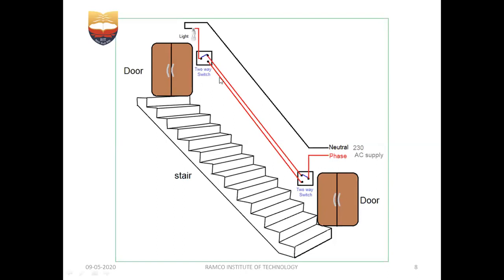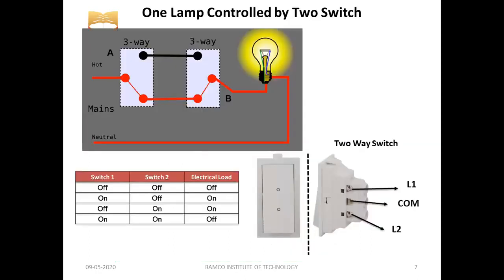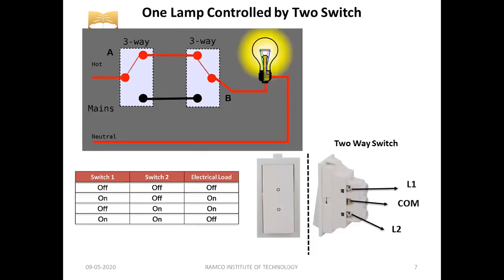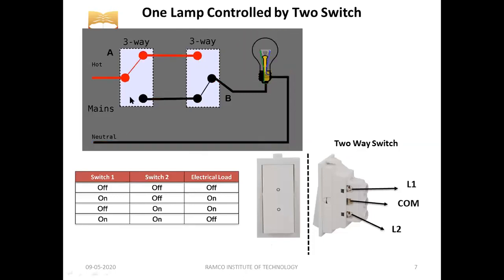For that we need to do some wiring. It is not like what we have seen in the previous slide, one load controlled by one switch, that is not possible here. Here we need to control one load with two switches. That wiring we are going to see now. So look at the slide. See here also the neutral terminal is connected directly to the lamp.